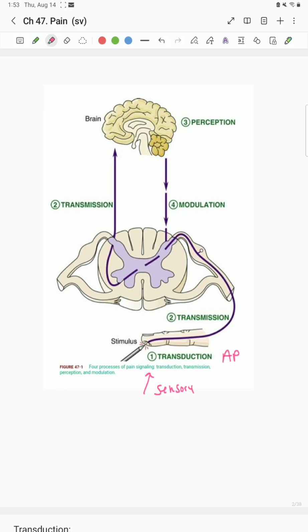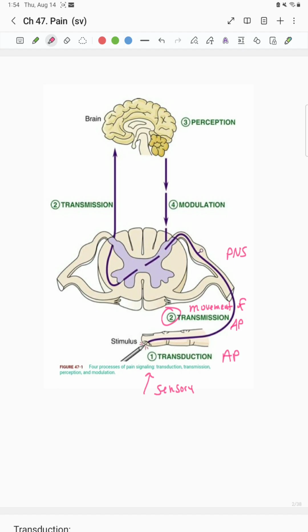And then in part 2, there is transmission. And that means the movement of that action potential along the neurons of the body. Okay, so far we are in the peripheral nervous system. And keep in mind the central nervous system is the brain and spinal cord. The peripheral nervous system is everything, all the nerves outside of the brain and spinal cord.